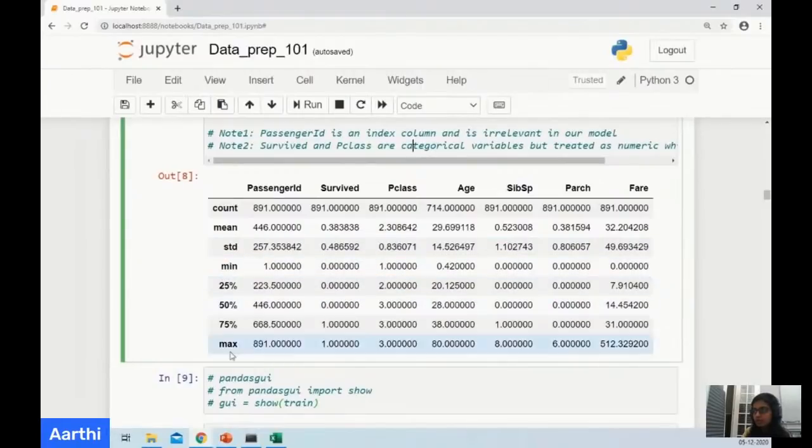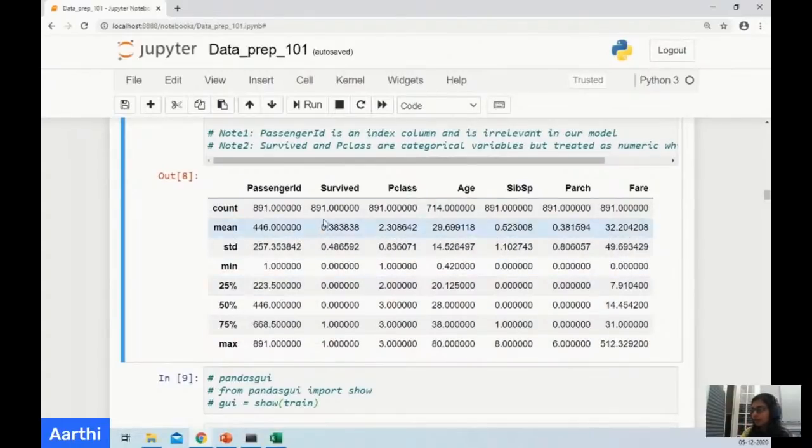And this is 25%, 50%, and 75%, the quartiles. So the 50% is usually our median. And then we have the maximum value. Passenger ID is an ID column, so that's why you have 1 at the beginning and then 891. It's 1 row per incremental row.